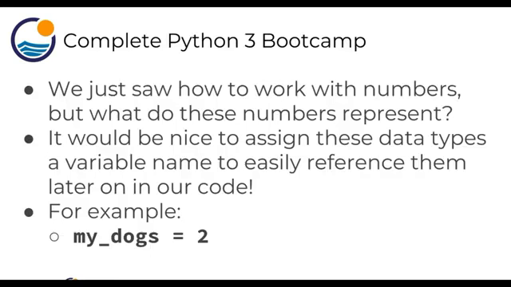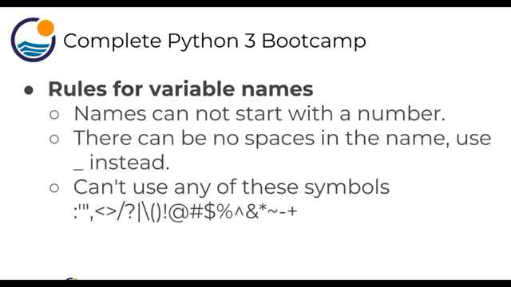Now, we just saw how to work with numbers, but what do these numbers actually represent? We had integers and floating point numbers, but we don't actually have a variable name assigned to them. So it'd be nice if we can assign these particular data types a variable name to easily reference them later on in our code. For example, I could say a variable name my_dogs is equal to 2 because I have 2 dogs.